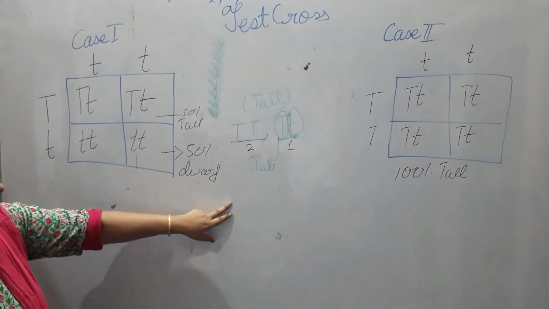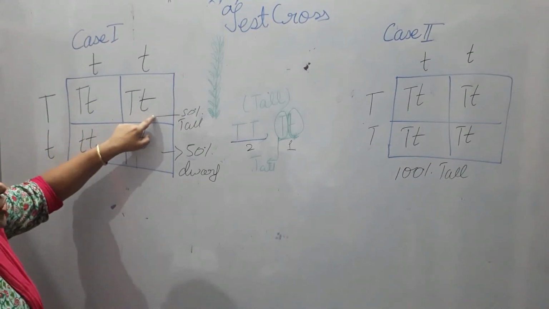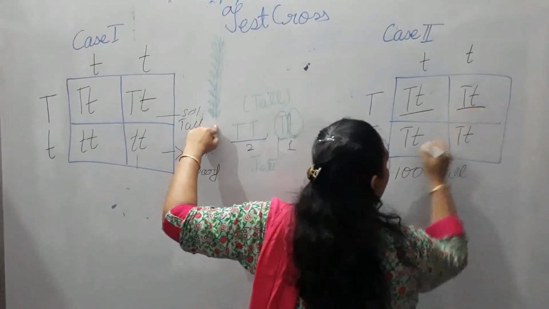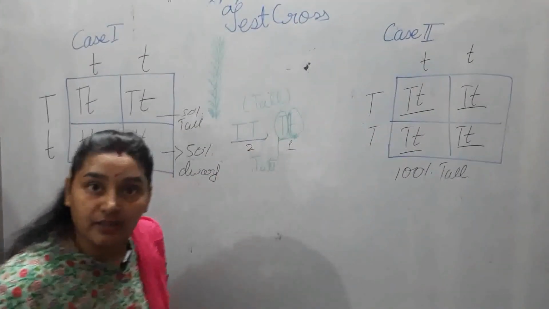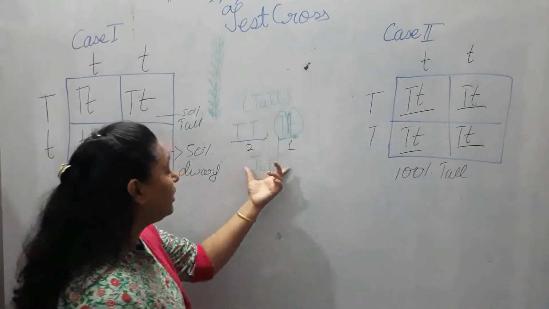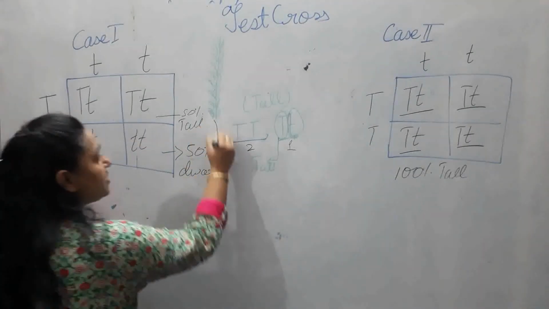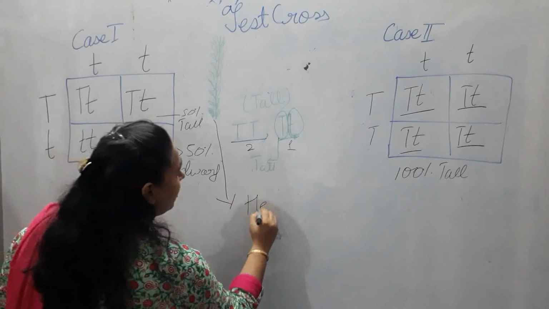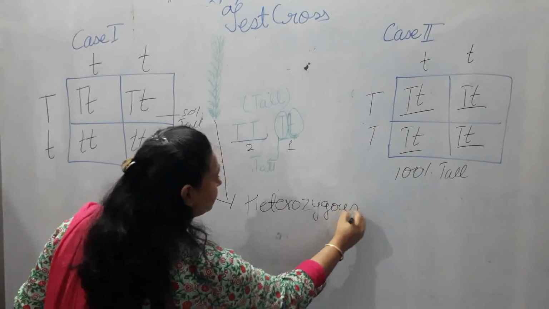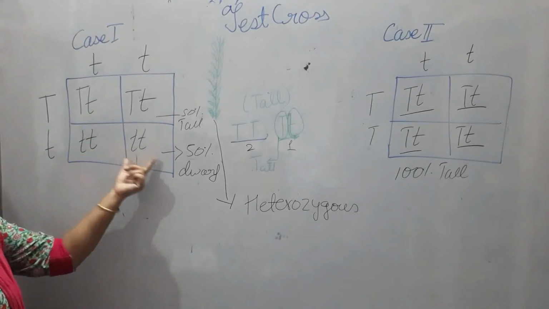It can be heterozygous because 50% chances here show the tall character, and here all are heterozygous. 100% plants are heterozygous, right? So in both the cases, this particular plant is heterozygous. Did you get this? Let's see once again. Here this is dwarf. This is dwarf.